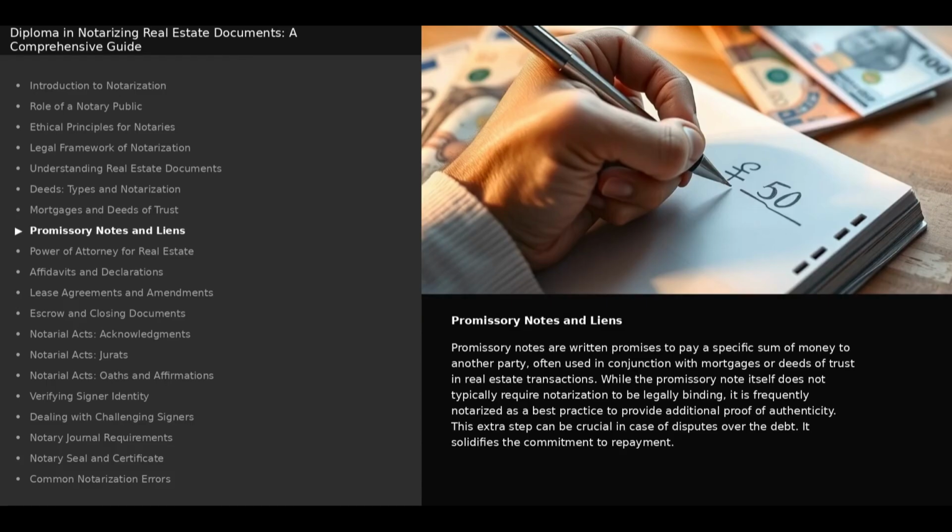Promissory notes and liens. Promissory notes are written promises to pay a specific sum of money to another party, often used in conjunction with mortgages or deeds of trust in real estate transactions. While the promissory note itself does not typically require notarization to be legally binding, it is frequently notarized as a best practice to provide additional proof of authenticity. This extra step can be crucial in case of disputes over the debt. It solidifies the commitment to repayment.